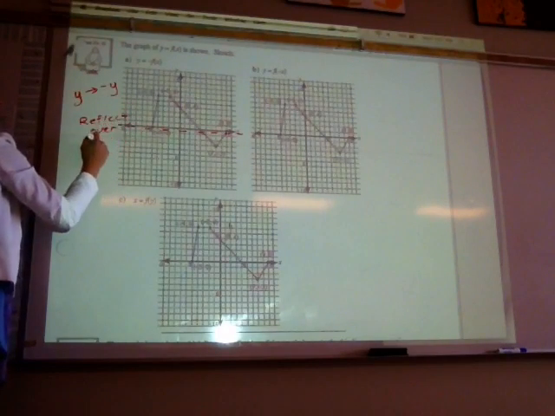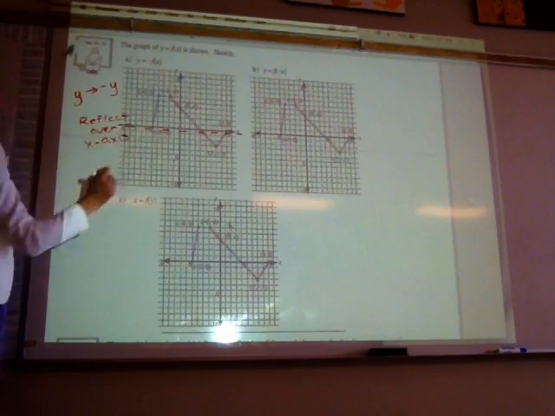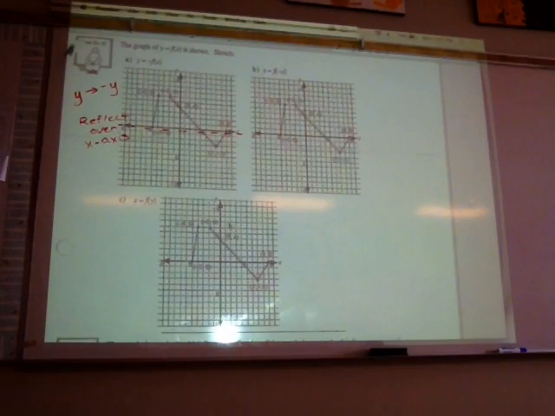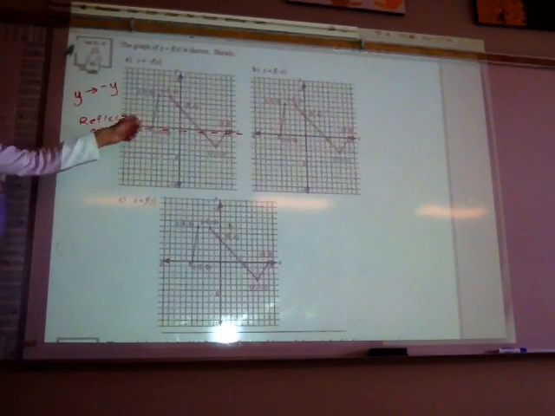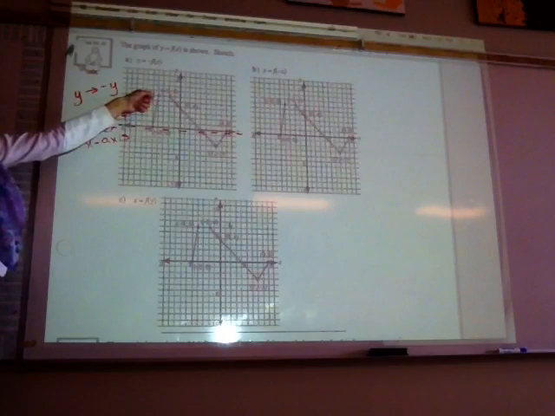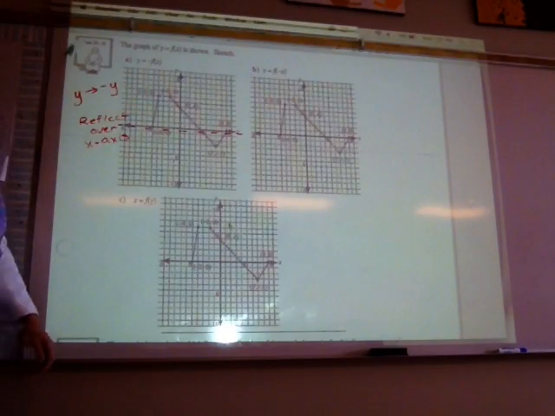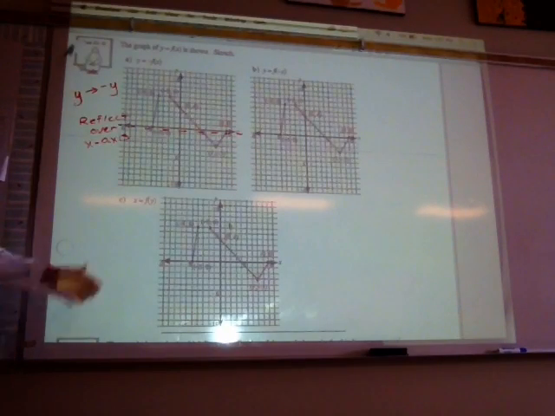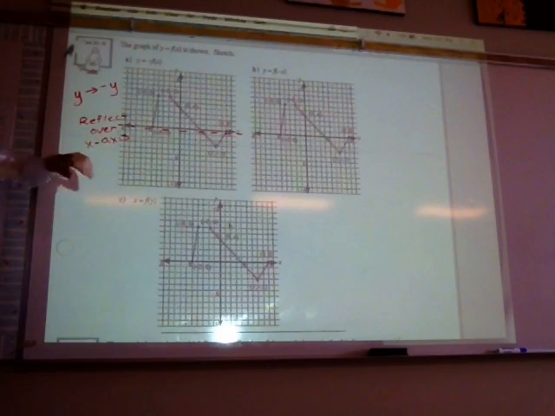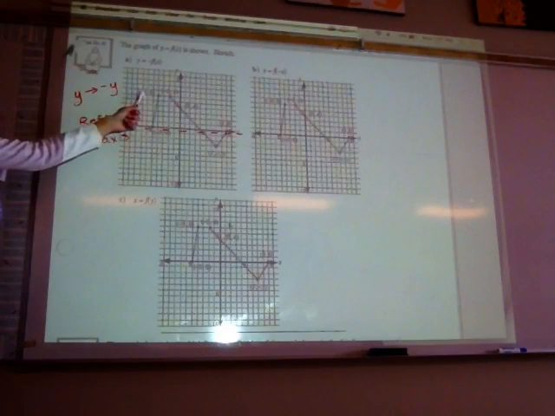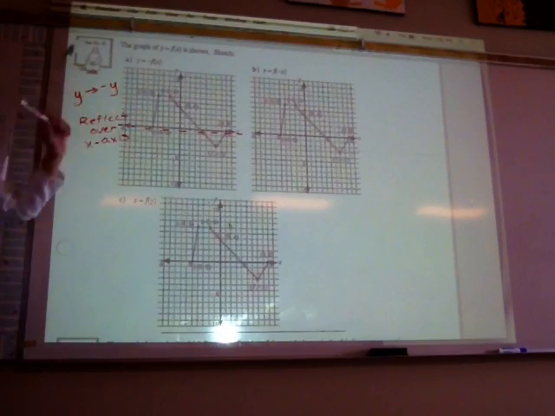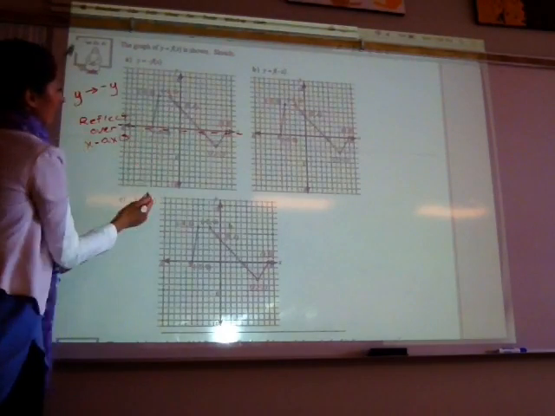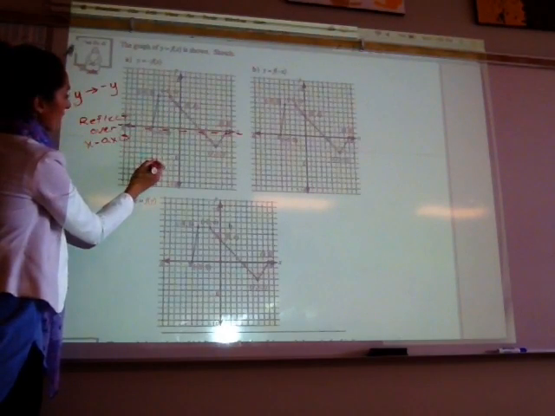So if we're reflecting over the x-axis, and we've already stated that the y goes to negative y, Bruce, maybe help me out. If I started with negative 4, 6, what would my new point be? 4, 6. Nope. We're reflecting over the x-axis, so the y coordinate's going to change. So it's still going to be negative 4, but instead of positive 6, it's now negative 6. Okay, so we'll work that out. Negative 4, negative 6.